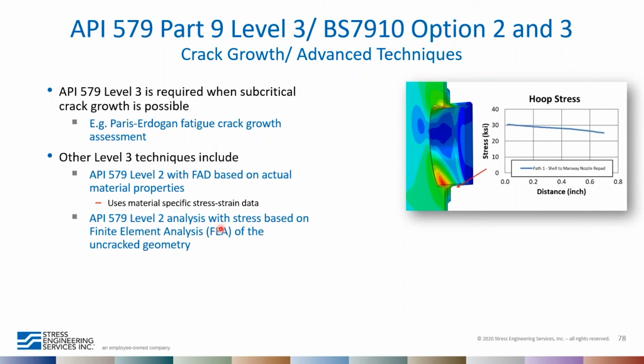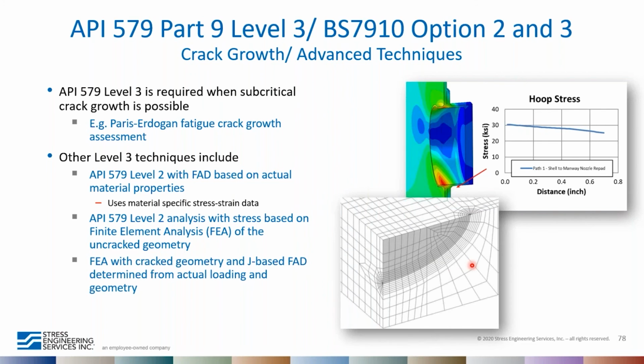We can also do a level 2 analysis based on stresses determined from FEA of an uncracked geometry. So we get the stress profile at certain locations where it's not possible to estimate based on simple code calculations, and then we apply that to a FAD-based methodology. And then even further, we can perform FEA with a crack geometry where we model the crack explicitly and determine K or J values from actual loading of the geometry. It's also possible to establish a J-based FAD using FEA methodologies.